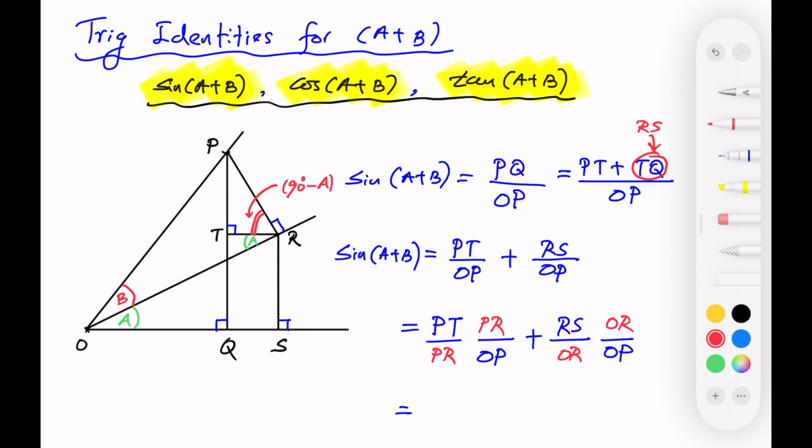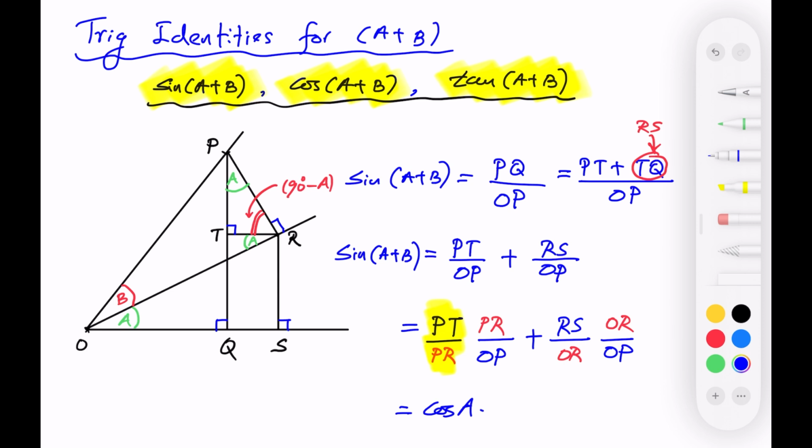However, on the other hand, I can also find the angle right here. What is that angle? We know this is 90 degrees. The angle right here is 90 minus A. Therefore, the angle right here should be equal to A. Now I can identify PT over PR as cosine A. Therefore, let me write down this trig ratio as cosine A.